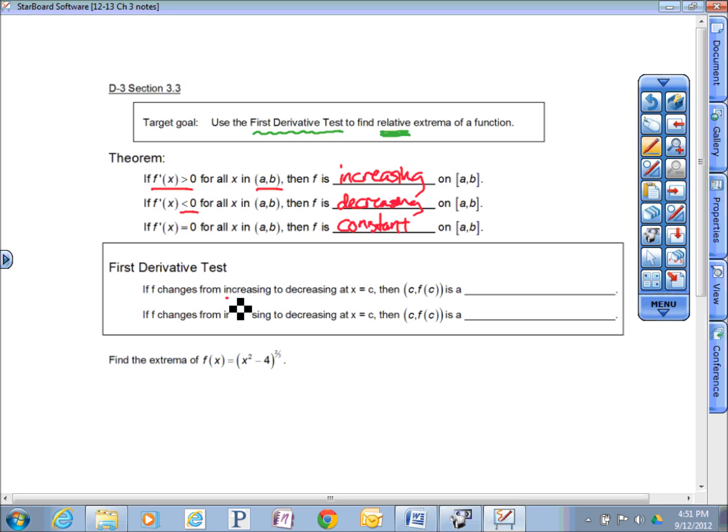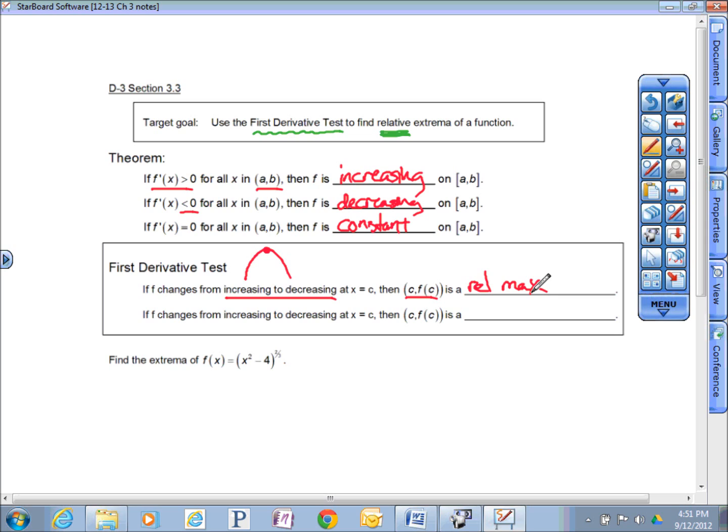Let's make a quick drawing of what that would look like. If your function changes from increasing to decreasing, what did I just figure out? Then the point at which this happens, we'll call it C, and f of C, that would be a relative maximum. So what I'm doing is I'm narrowing it down. This first derivative test says if I can figure out the place where the function changes from being increasing to being decreasing, then I found a relative maximum.